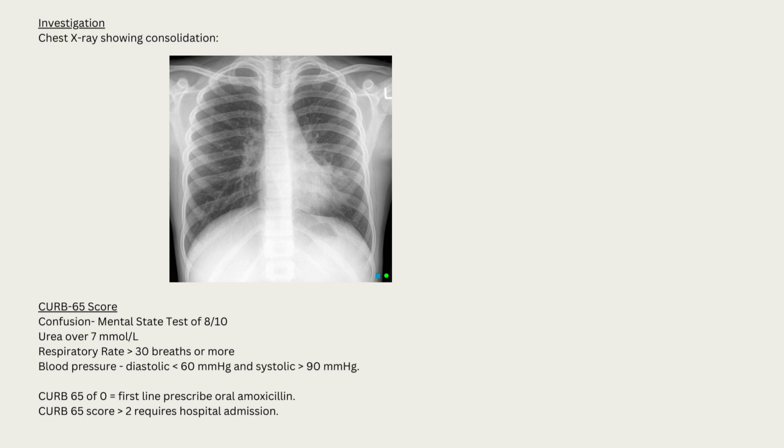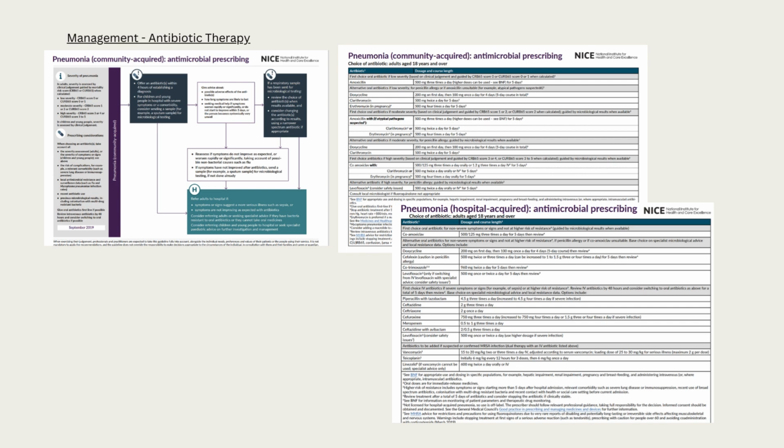Now, if a patient has a CURB-65 score of 0 and they present with the symptoms of pneumonia, we can treat that at home by prescribing an oral antibiotic such as amoxicillin as a first-line intervention. However, if they have a CURB score of greater than 2, this is a much greater severity of pneumonia and would need hospital admission. Within the hospital, the first thing we would do is use the CURB-65 score and CRP ratings to assess the severity of the pneumonia. And remember, a higher CURB-65 score means a greater severity.